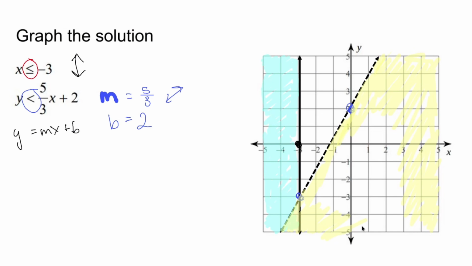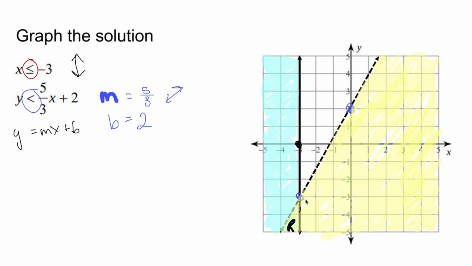Now that little chunk that's barely green, you can barely see that it's green, that chunk where the blue and the yellow overlap is going to be my final answer, because that's where the inequalities meet. I always like to label that R, because R for region.